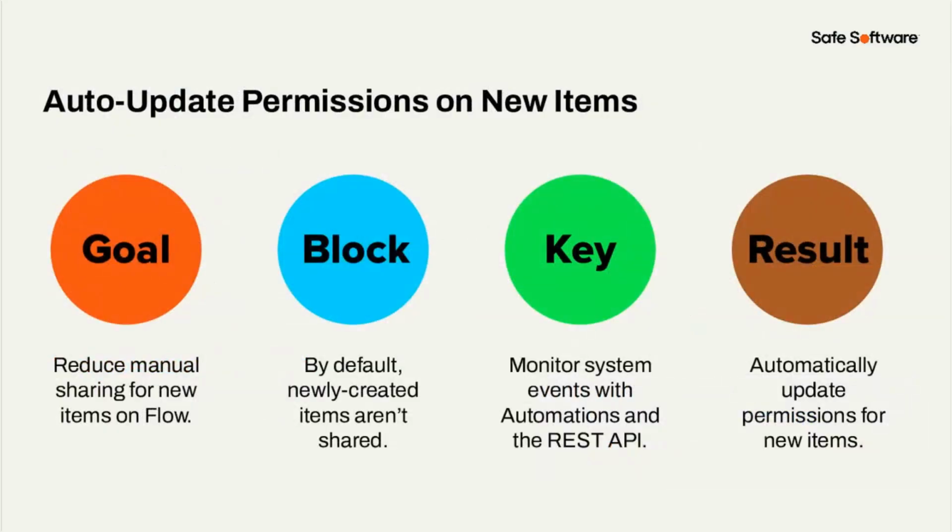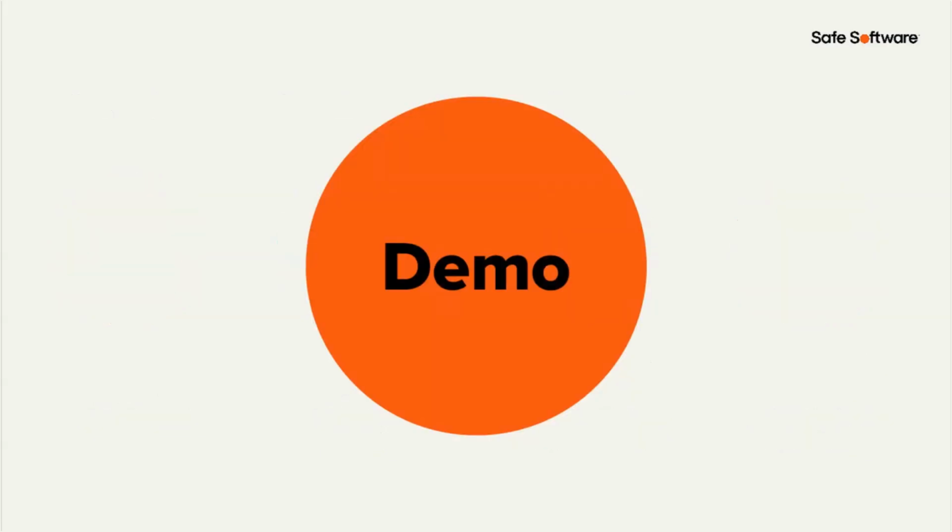The example we're going to go through is auto-updating permissions on new items, specifically new database connections. The goal here is because database connections and their permissions are not shared by default. When you publish a new database connection, it's only shared with you. That can be a challenge because maybe you want your connection to be shared widely with other users in your same role or other roles across your Flow instance. So the way to solve this is to use automations, the REST API, and system event monitoring to automatically update those permissions. Now we're going to showcase this in the demo.